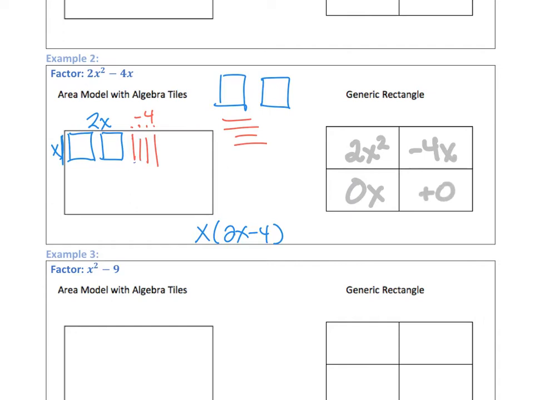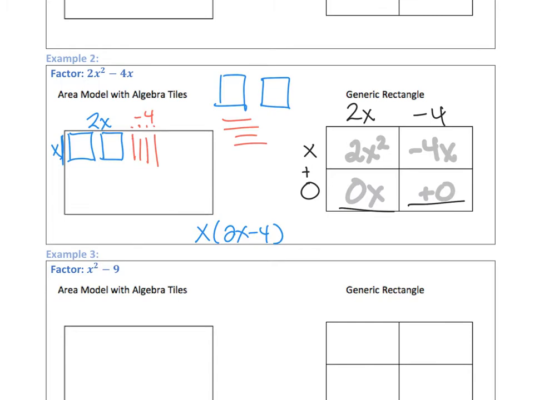Now look at this GCF work. What's the biggest thing that divides into 2x squared and 0x? It's 2x. What's the biggest thing that divides into negative 4x and 0? It's negative 4. These have an x in common. These have a 0 in common. Right? And double check by looking inside your boxes. 2x times x is 2x squared. Negative 4 times x is negative 4x. And then the 0 makes these cancel out.